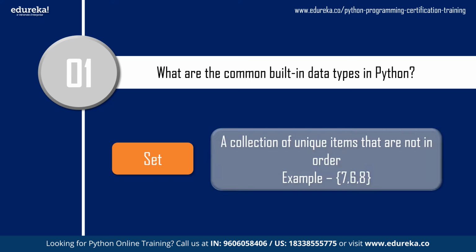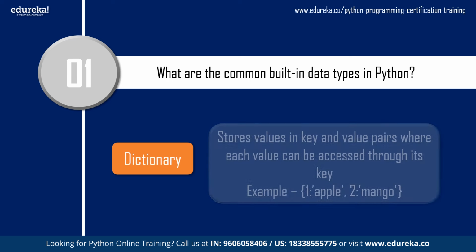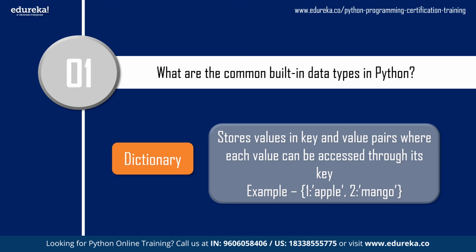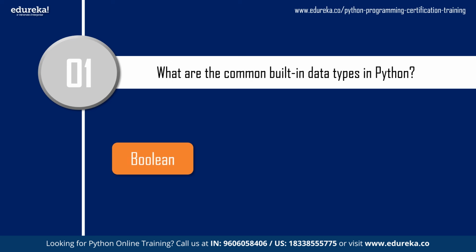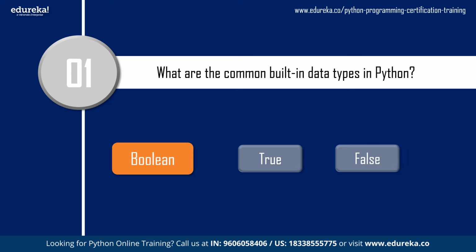Set, sets are a collection of unique items that are not in order. Dictionary, a dictionary stores value in key and value pairs, where each value can be accessed through its key. The order of items is not important in case of dictionary. Boolean, there are two Boolean values, true and false.